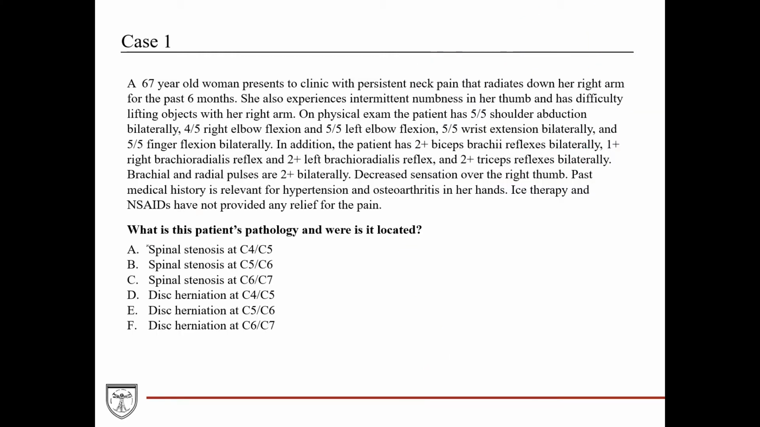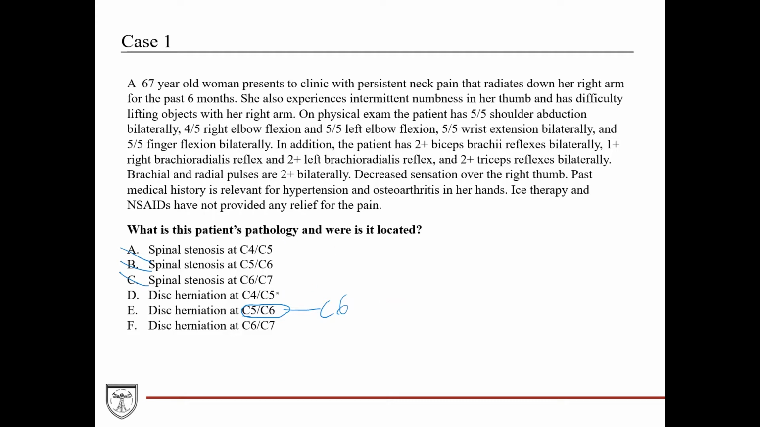So we come back to the answer choices. We can cross off spinal stenosis. So it's a disc herniation. What level is it at? We found out that it's at C5, C6 because that corresponds to the C6 spinal nerve, which is weak elbow flexion, decreased brachioradialis reflex, and then decreased sensation over the right thumb.